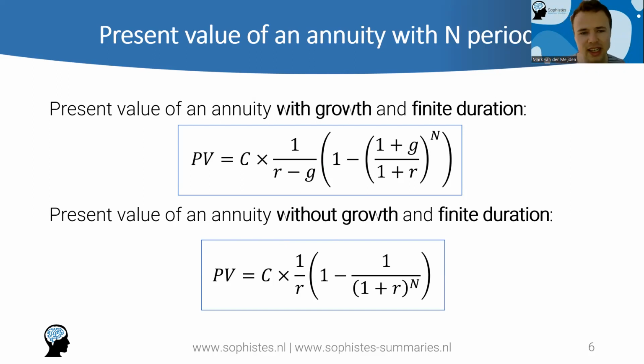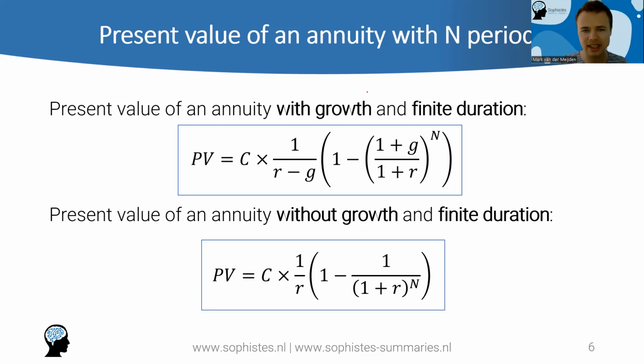Okay, what is an annuity? An annuity means that you get a fixed cash flow each year for a finite period. So for example, you get 100 euro next year, 100 euro 2 years from now, 100 euro 3 years from now, all the way up to, for example, 30 years from now.